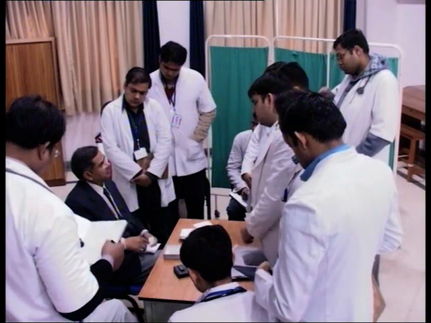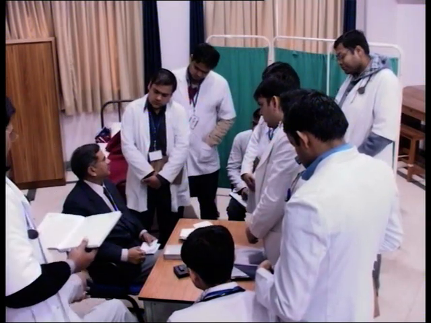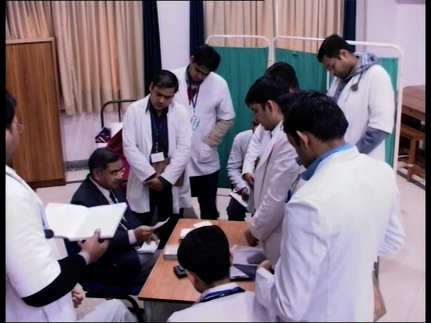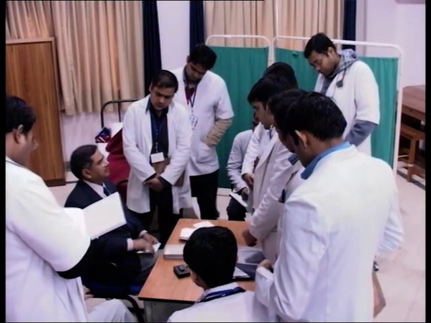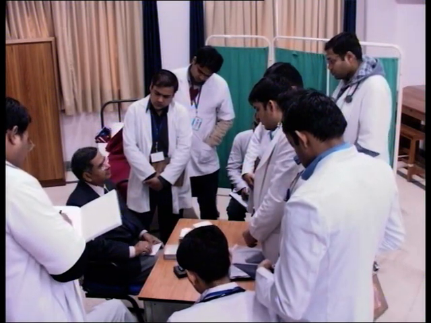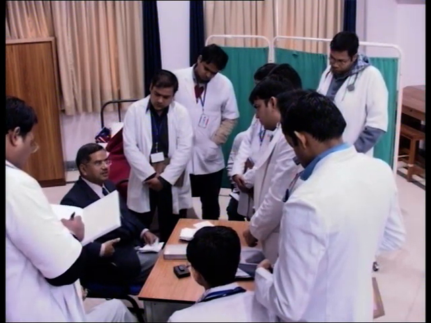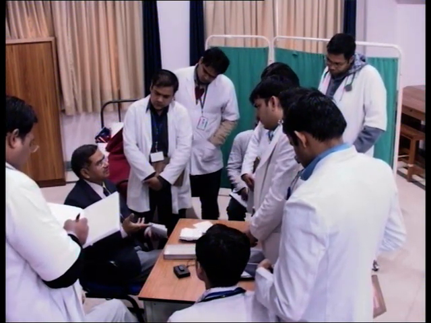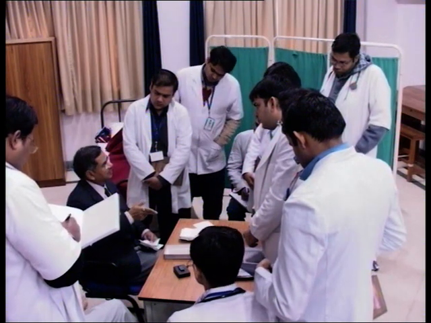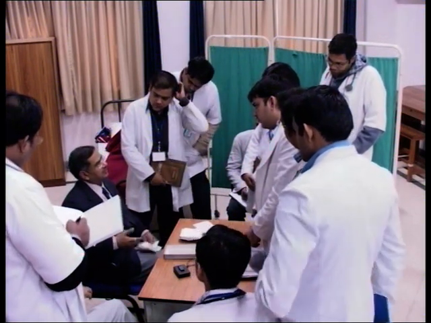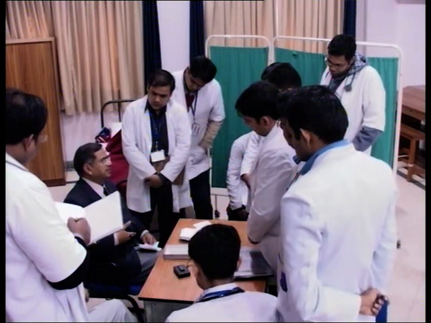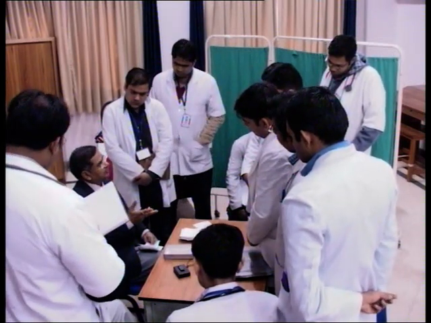Retropubic space must be drained. Post-operative complications, catheter care, all must be known. Right? Appendicectomy. Very simple. We ask about various incisions, various positions of the appendix, difficulties encountered. You have opened and you don't find the appendix. What should you do? Make it muscle cutting. Still you don't find it. Mobilize the cecum.